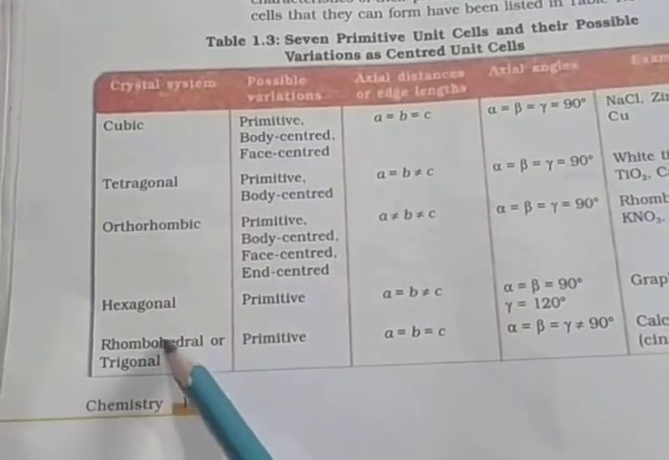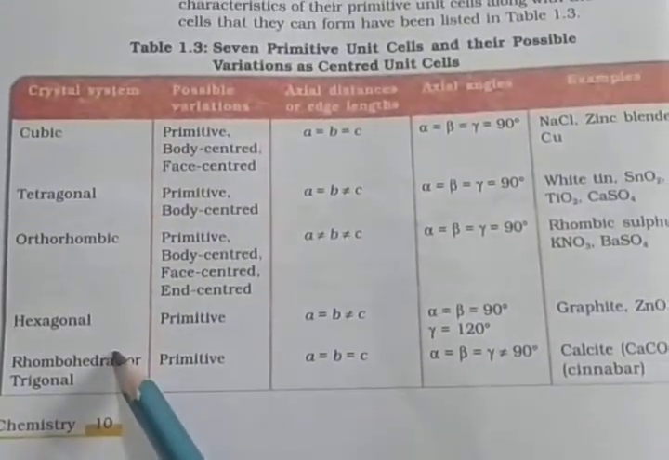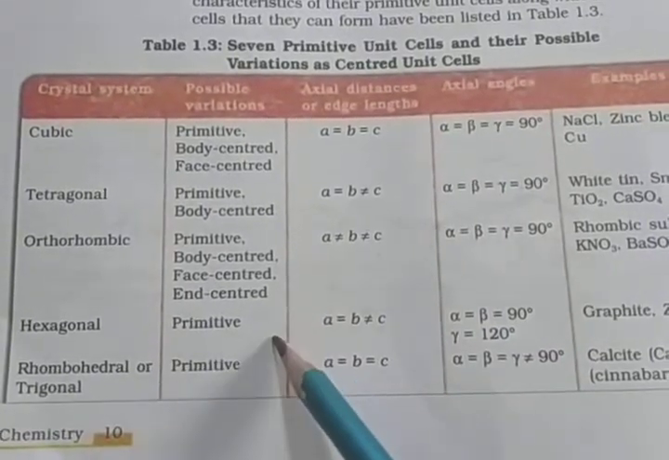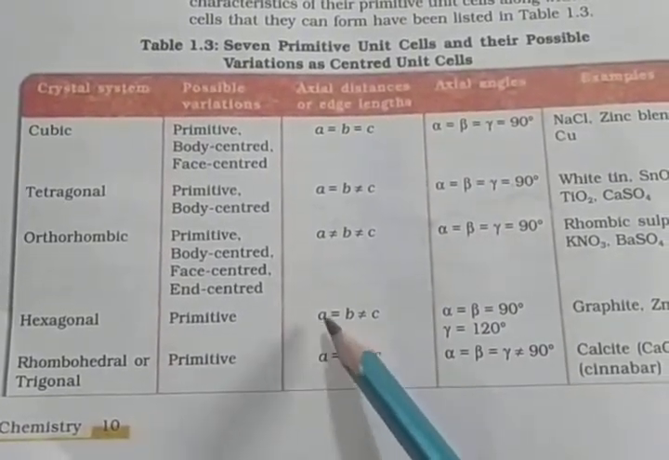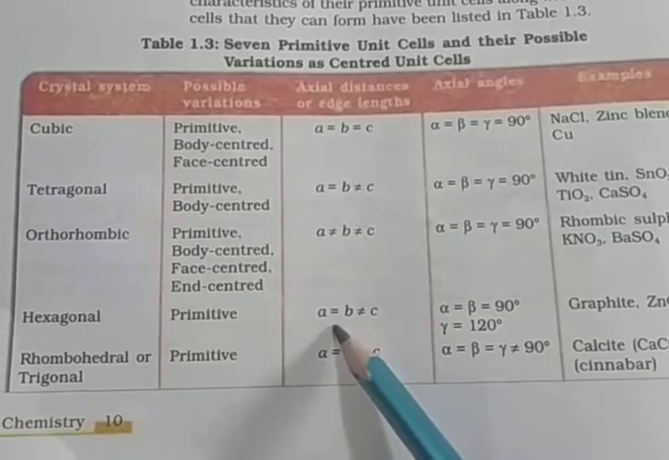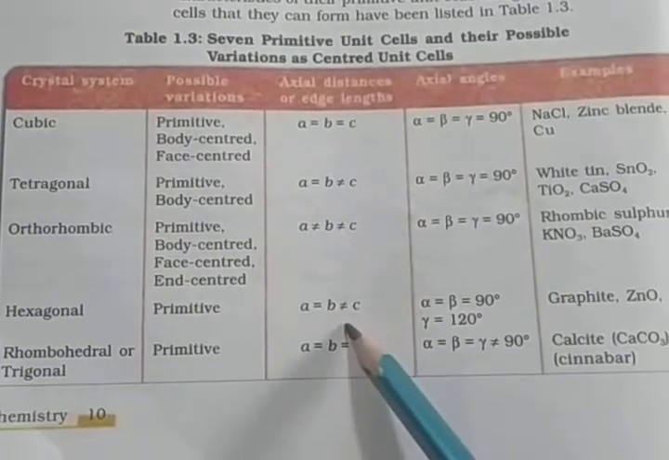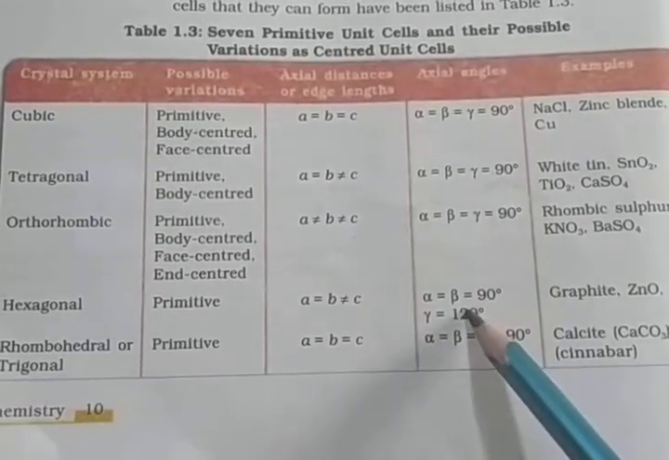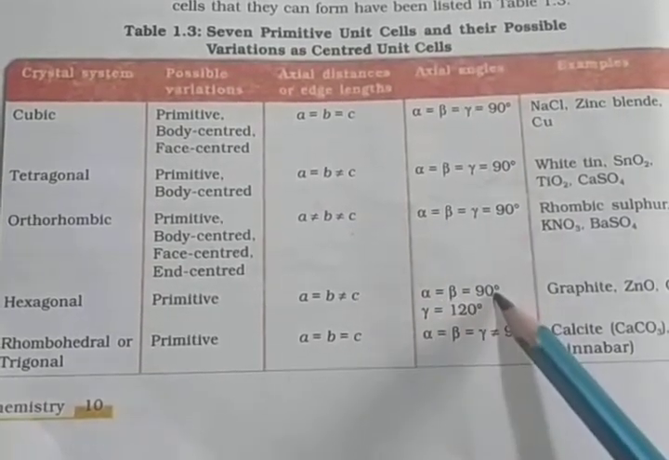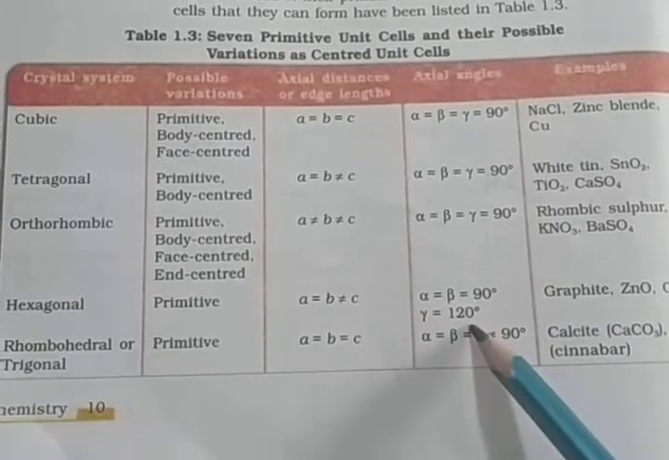Then the fourth crystal system is hexagonal, and in hexagonal the only possible variation is the primitive type. In hexagonal, sides A and B are equal but not equal to C, and the axial angles alpha and beta are equal to 90 degrees and gamma is equal to 120 degrees. See the diagram.